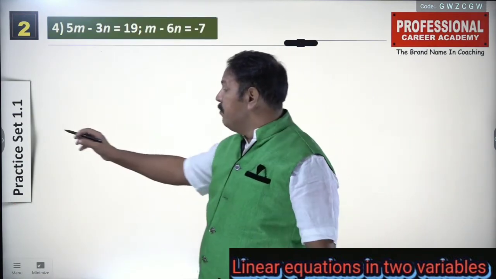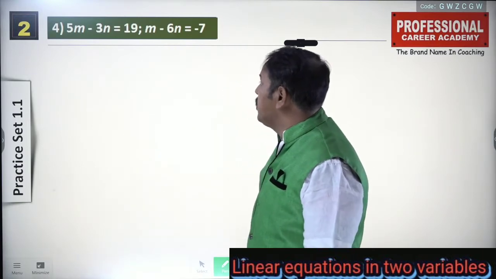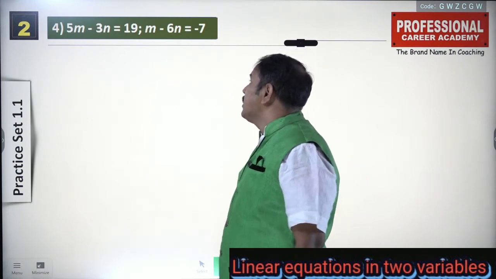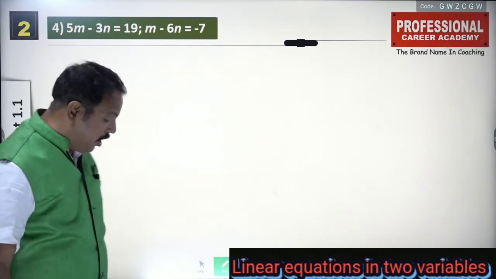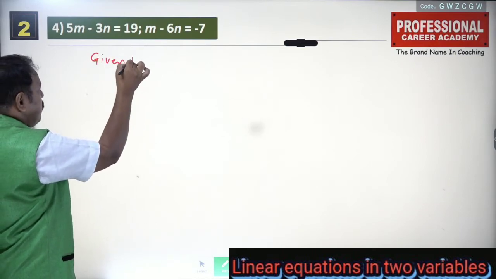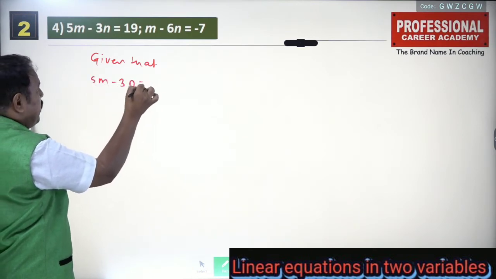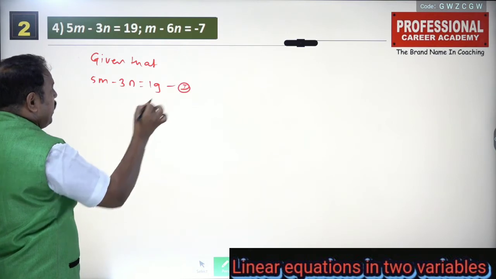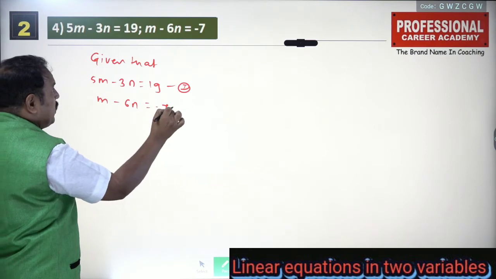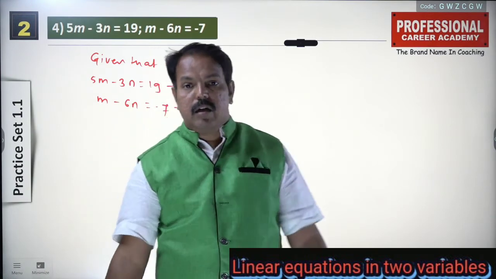Look at this. Fourth problem, practice set 1.1. What is the problem? 5m minus 3n is equal to 19 and m minus 6n is equal to minus 7. So again denote these equations by 1 and 2. So given that 5m minus 3n is equal to 19, that is 1, and m minus 6n is equal to minus 7, that is equation 2. Right? Is it clear?